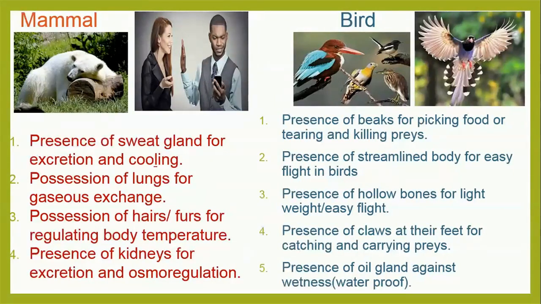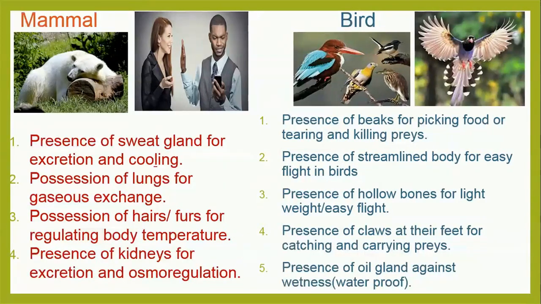The shape of birds is streamlined, and it helps them to easily fly in the air. Number 3, presence of hollow bones for lightweight. Their bones are hollow, so it makes them light and easy to what? Fly. Number 4, presence of claws at their feet for catching and carrying prey.